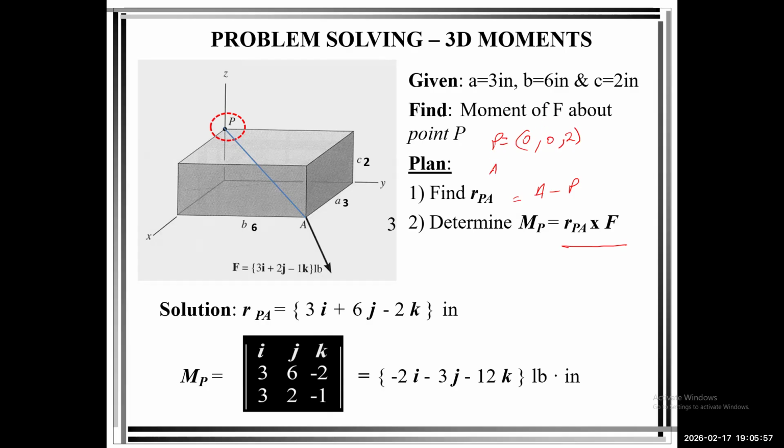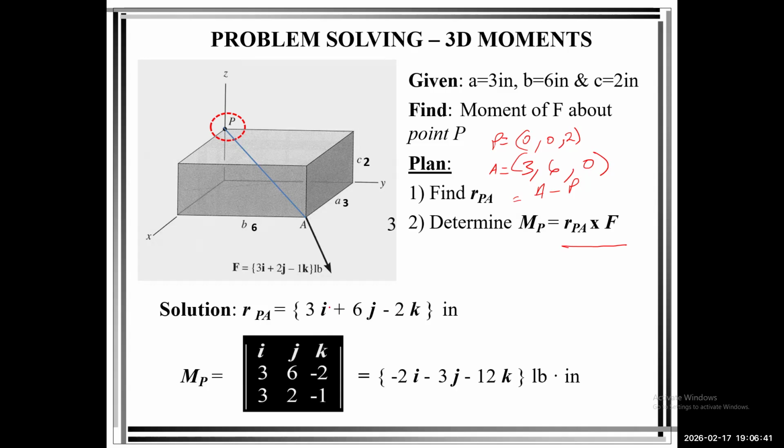And A now would have been, what's A? Would it be 3, 6, and 2? No, 3, 6, and 0. Okay. Anybody disagree with him? No, sir. Okay, cool. He's right. So you would take away P from A, and then you would get back 3I, 6J, minus 2K.